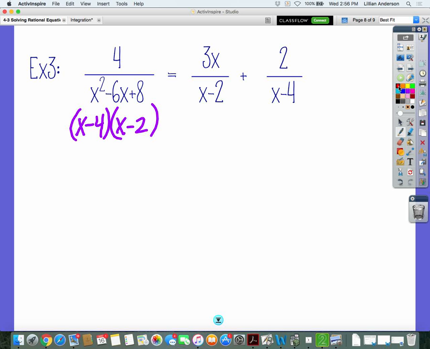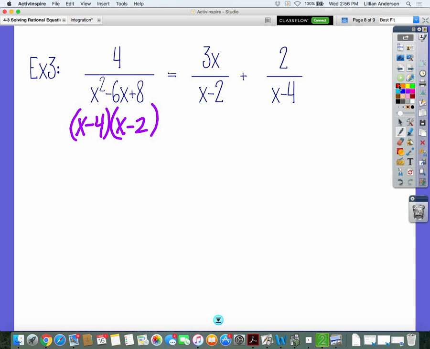Multiply x minus 2 and x minus 4 to every single term on the numerator. But yes, either way would still get you the answer. You can multiply every single term by the common denominator, or do it separately and do what we did before.